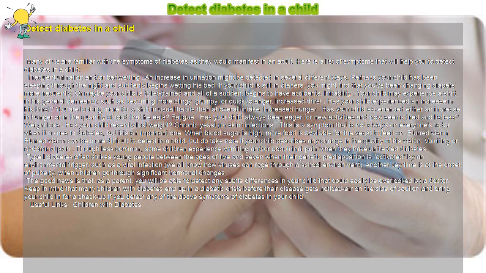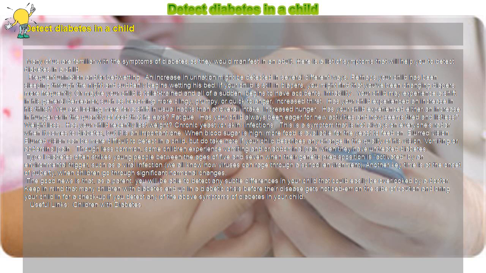An increase in urination might be detected in several different ways. Perhaps your child has been sleeping through the night and suddenly begins wetting his bed. If your child is still in diapers, you might find that you've been changing diapers more frequently. Or maybe your child is toilet trained and all of a sudden begins to have accidents.